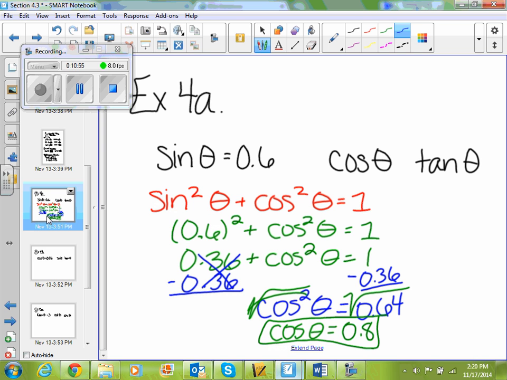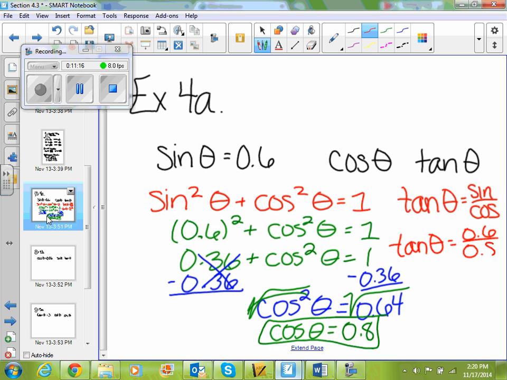The second thing that it asked me to find was tangent. And I know that tangent of theta is sine over cosine. Okay, so then if I want to find tangent of theta, I know that my sine is 0.6, and I know that my cosine is 0.8. And what is 0.6 divided by 0.8? So I know that tangent is 0.75. So my cosine ends up being 0.8. My tangent ends up being 0.75.